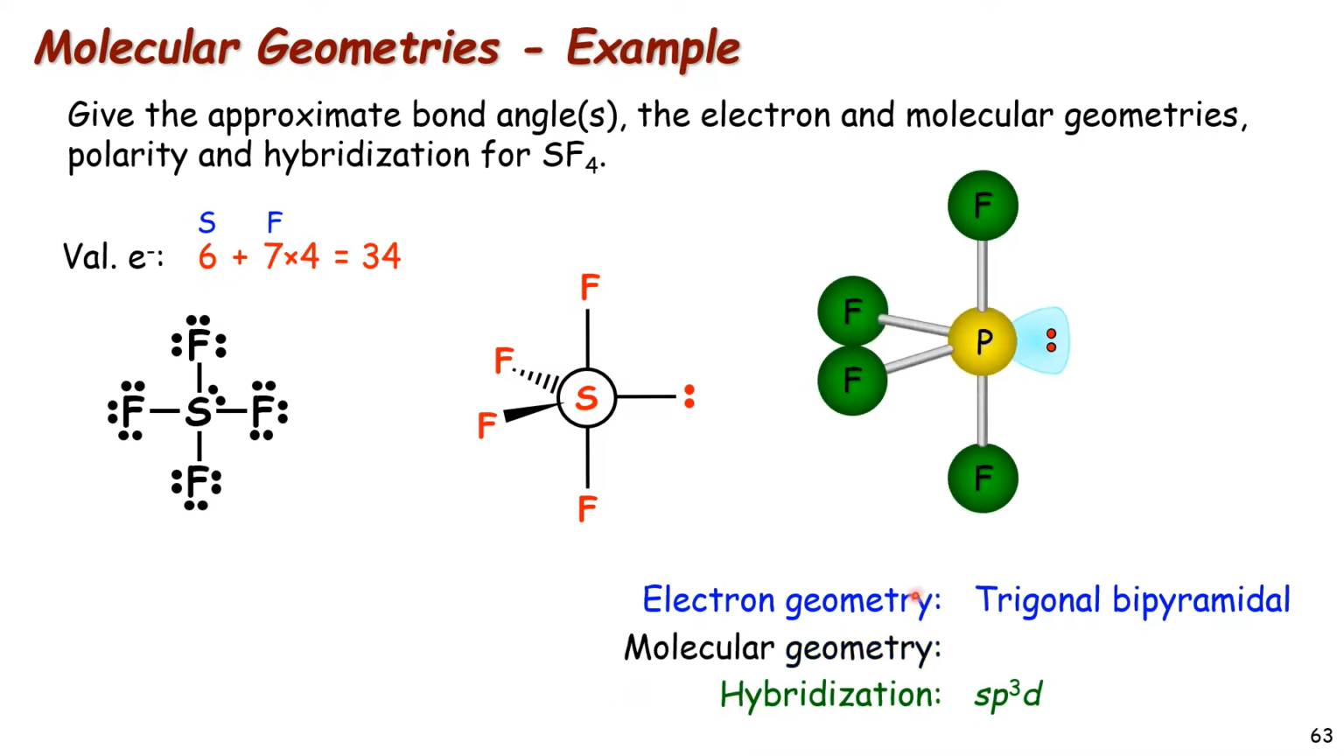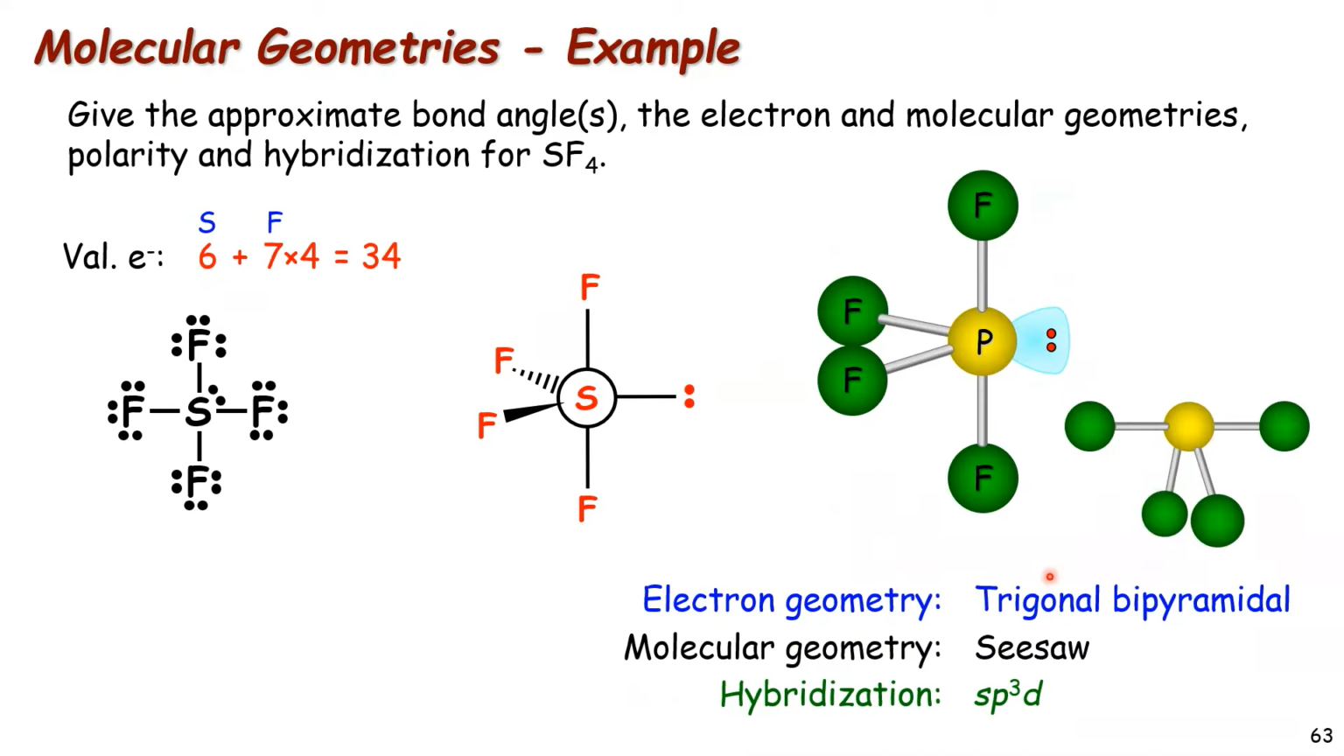Now, the molecular geometry, remember, we can't see the lone pair. And if we rotate this thing, it looks like this. Well, that's a seesaw, right? Here's our plank, and here's the fulcrum that holds it, right? So this has the molecular geometry of seesaw.